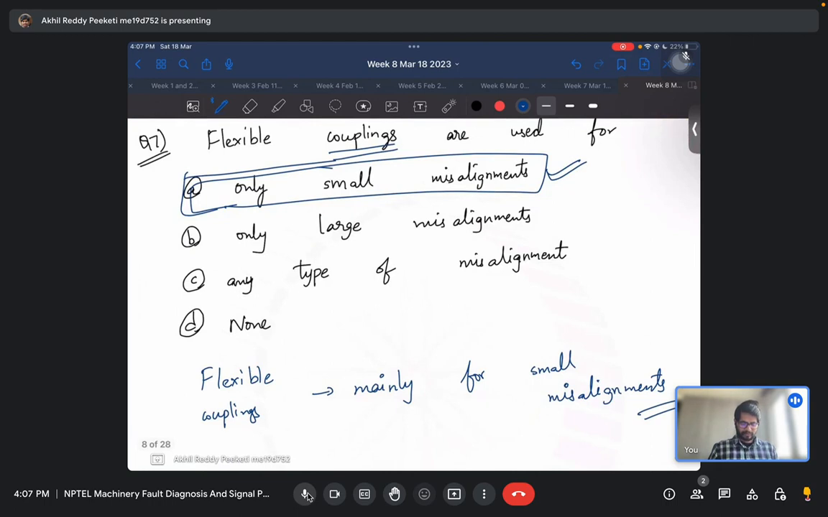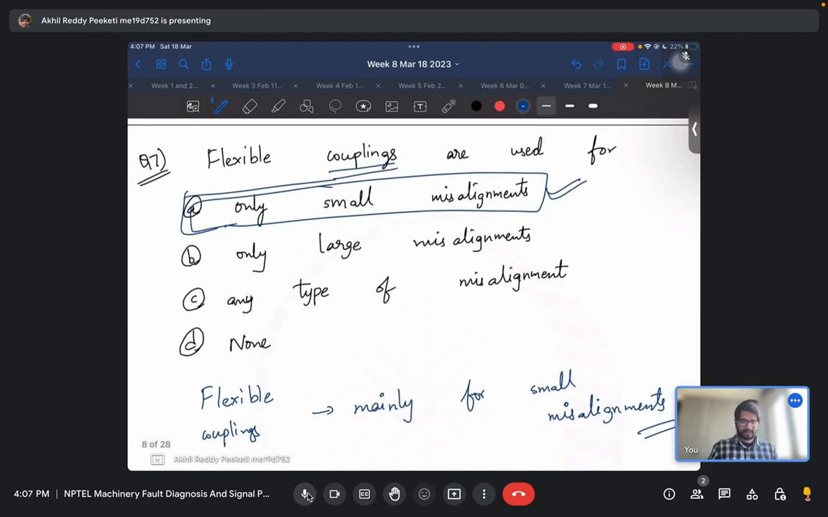And there is one more important point to remember. These flexible couplings are only suitable for the cases where the misalignments are small. If it's a large misalignment, then you need to have extra shims or jack bolts. But if it is very small in nature, then having flexible couplings is enough.